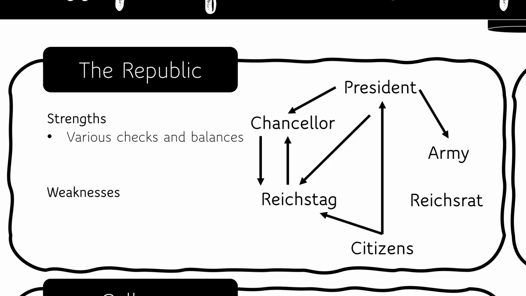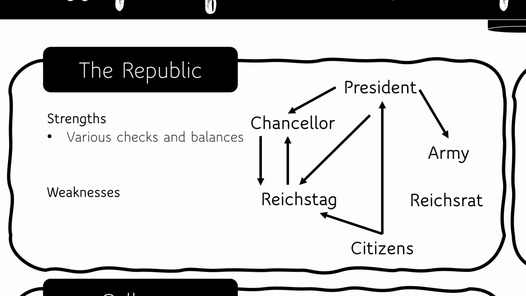And whilst the Chancellor might choose what laws should be passed, he needed the Reichstag and generally the Reichsrat to agree to them. Further, the Reichstag could be dissolved, and this was especially important if it was not able to govern effectively, a frequent problem within the Weimar Republic.